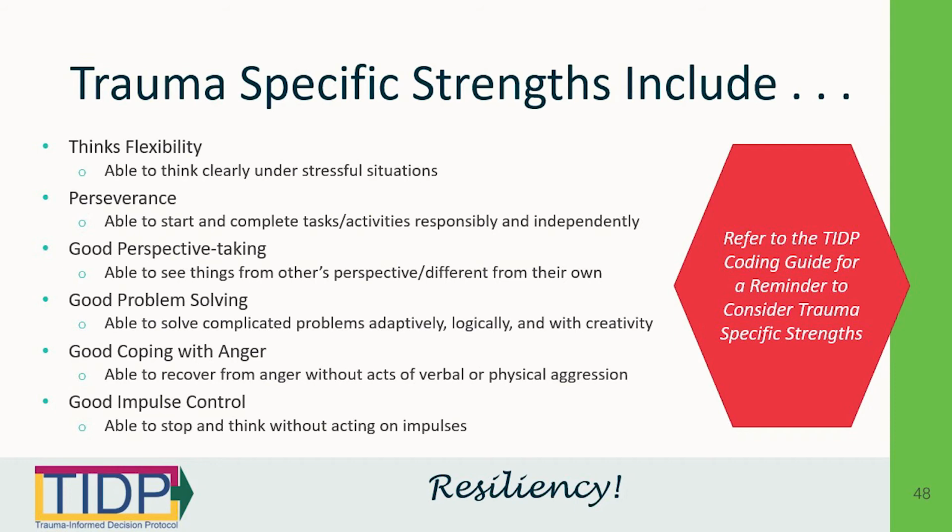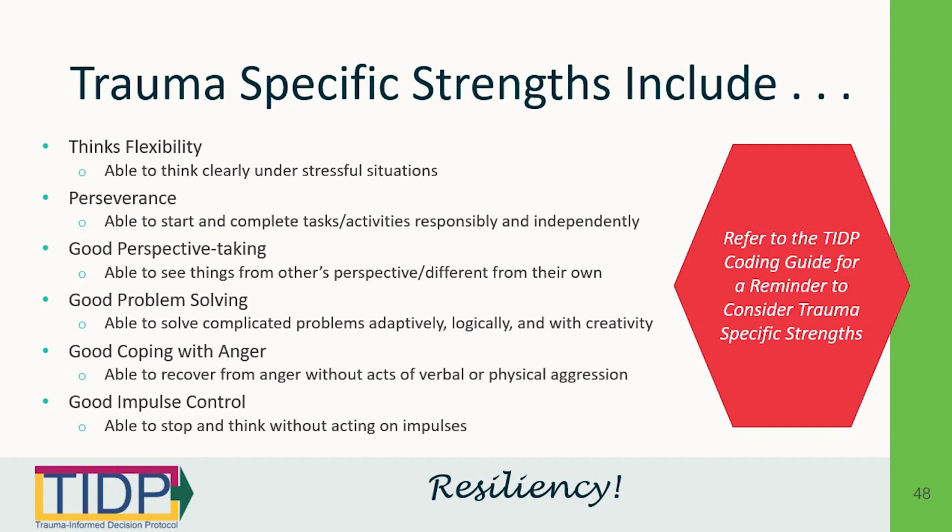Another type of trauma-specific strength is a youth who shows good positive coping when they're angry or when they're experiencing emotion dysregulation. So a youth who is able to recover quickly and adaptively from anger without engaging in acts of verbal or physical aggression would be indicative of this positive trauma-specific strength.